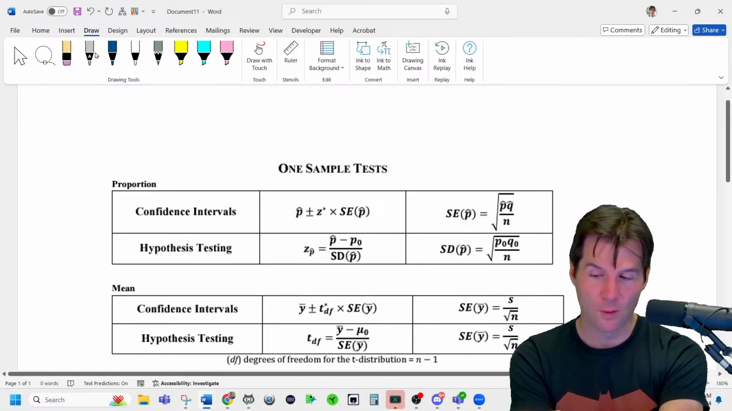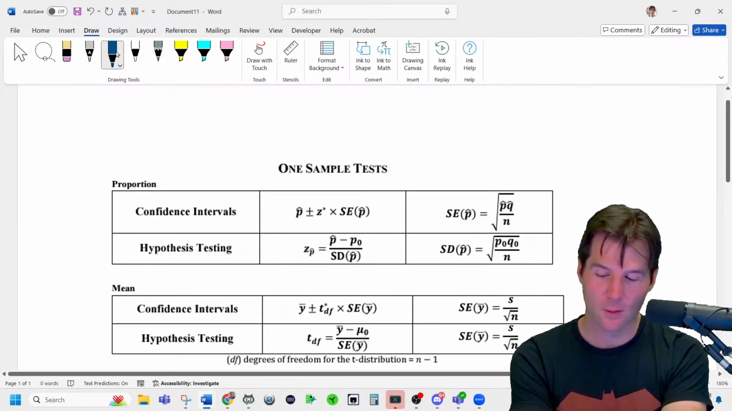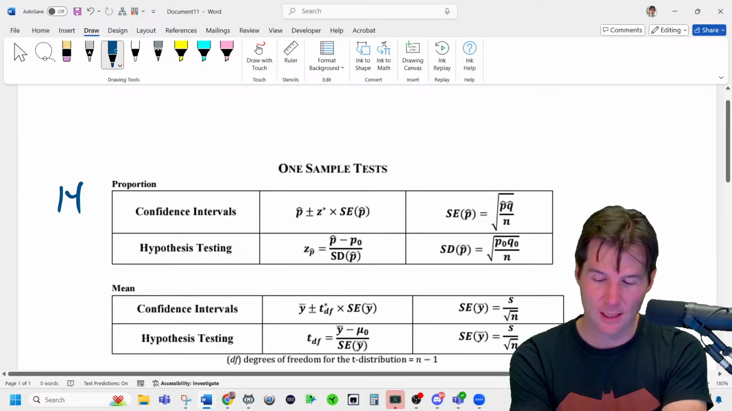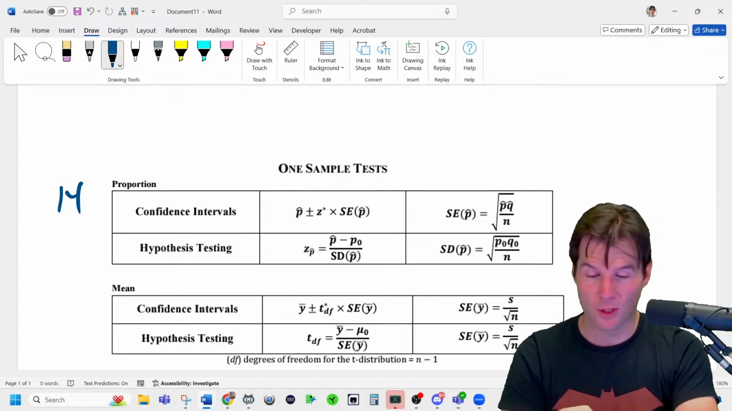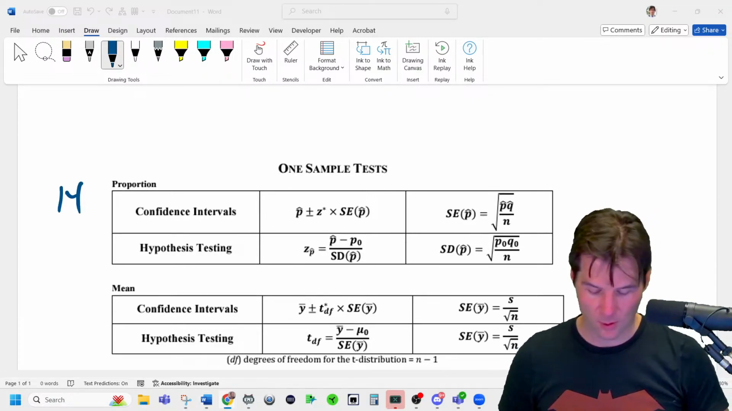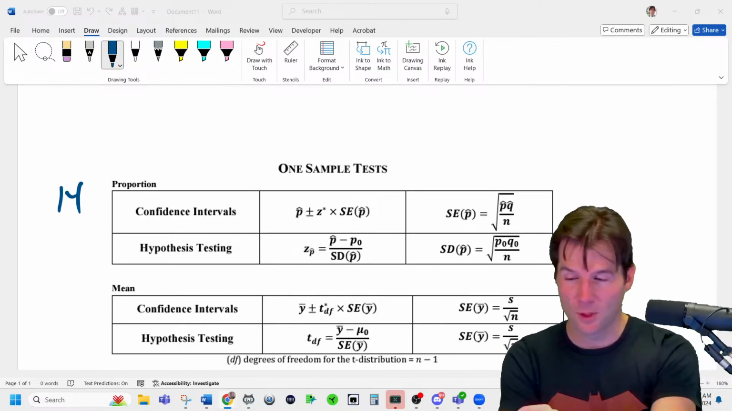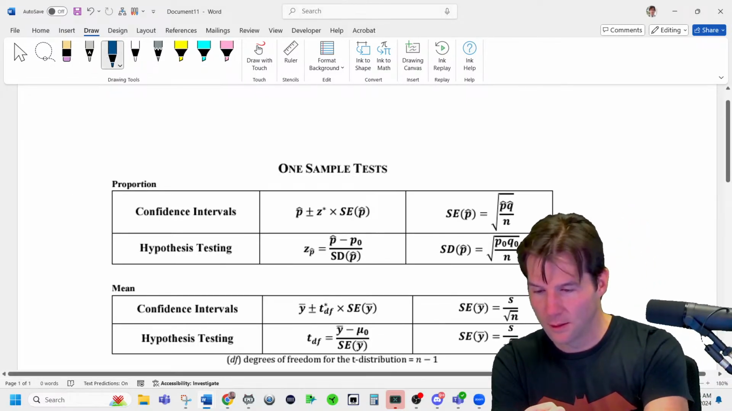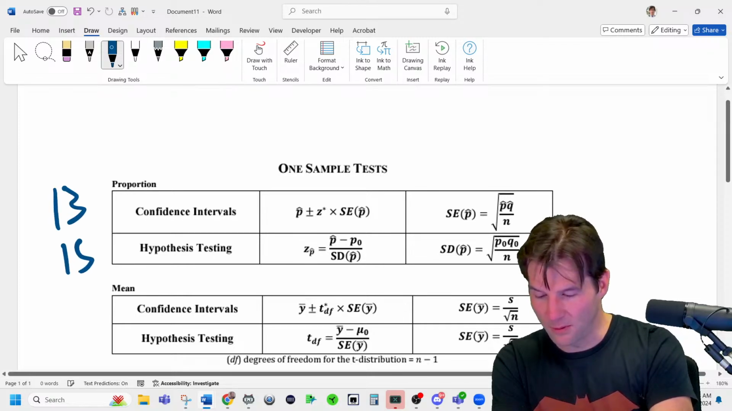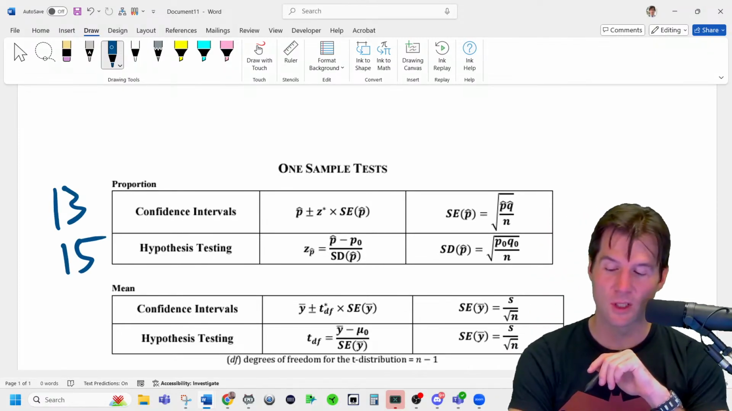So if you're looking to review right here, I believe the intervals are going to be chapter 14 and the testing, or this is proportion. Ooh, let me change this. One sample proportion. And that'll be chapter 13, and that'll be chapter 15. Pretty sure this is chapter 13, chapter 15.